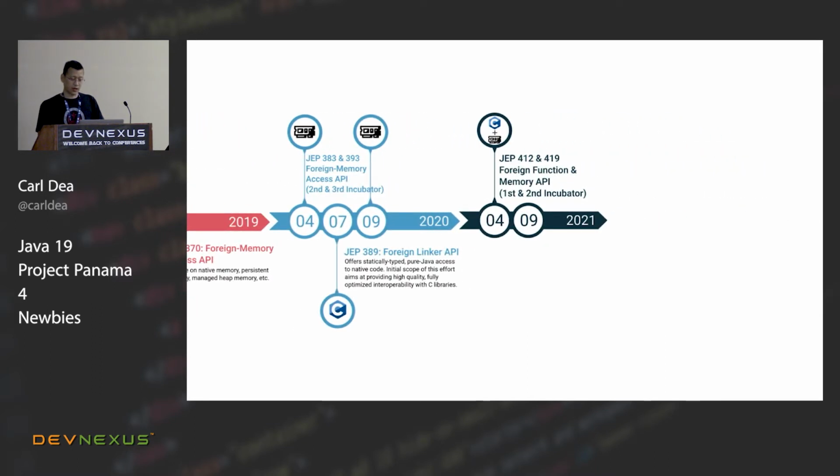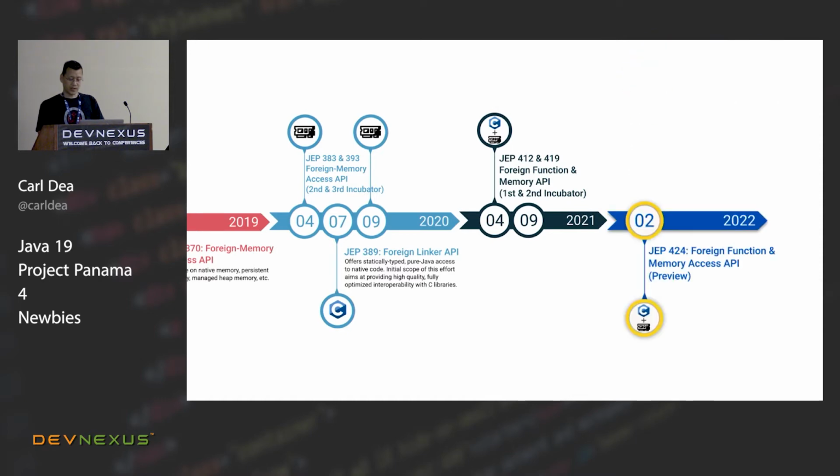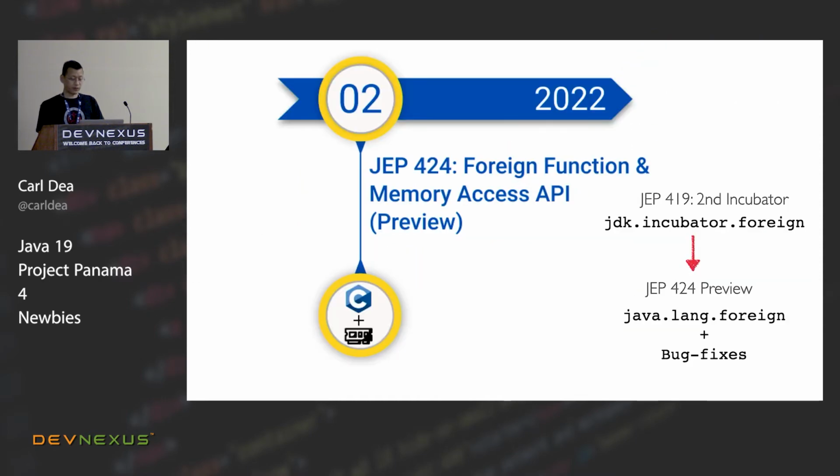This year, two months ago, I believe, is JEP 424, and 424 is the same as 419. However, the package namespace would then go into preview release, which is Java proper. Instead of jdk.incubator.foreign, it'll be java.lang.foreign.